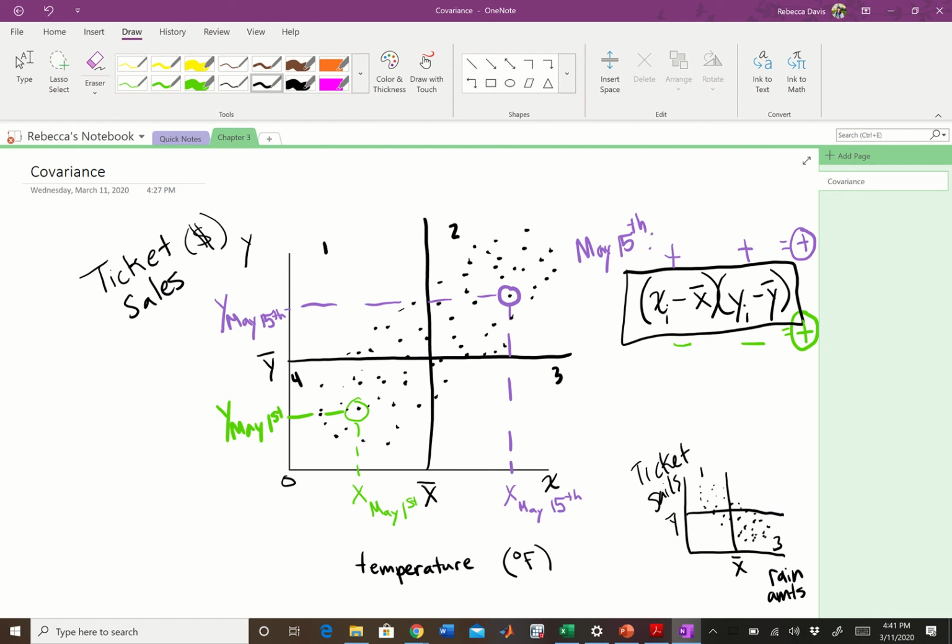So the whole reason why we get a positive covariance if our X is temperature and our Y is ticket sales is because most of the data points lie in quadrants 2 and 4, meaning we would calculate xi minus x bar to be positive and yi minus y bar to be positive if you're in quadrant 2, or we would calculate xi minus x bar to be negative and yi minus y bar to be negative if you're in quadrant 4. But on net, the numerator for the covariance, regardless of if you're in quadrant 2 or 4, will be positive. Thus, total covariance between the two variables will be positive.